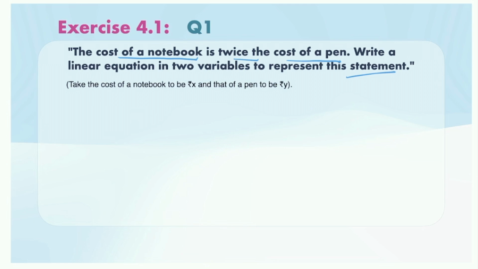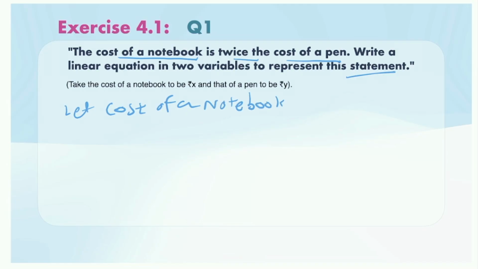Now if there is no mention of what the cost of notebook and the cost of pen will be, you can assume any variables, but you cannot take numericals. You can take any alphabet, such as a for the cost of notebook and b for the cost of pen. In that way you can take any. But here it is mentioned in your question that you have to take the cost of notebook equal to x and the cost of pen equal to y. So let me write here that the cost of a notebook.